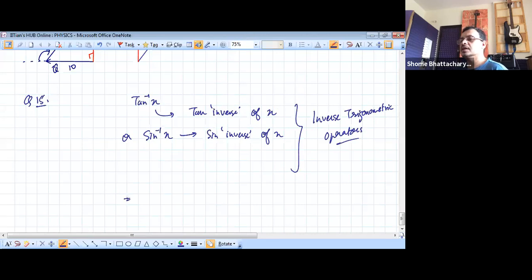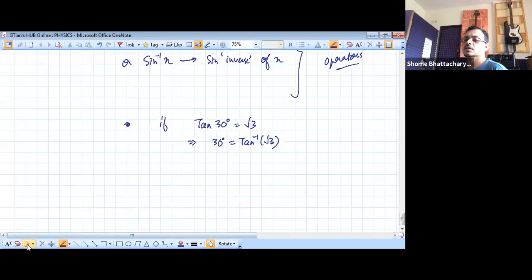So this means that if suppose we know that tan 60 degrees is root 3, then we can say 60 degrees is tan inverse of root 3. Or tan 30 is 1 by root 3. So this is just the inverse of this. Or supposing we know that sine of 60 degrees is root 3 by 2. So that means 60 degrees is sine inverse of root 3 by 2.